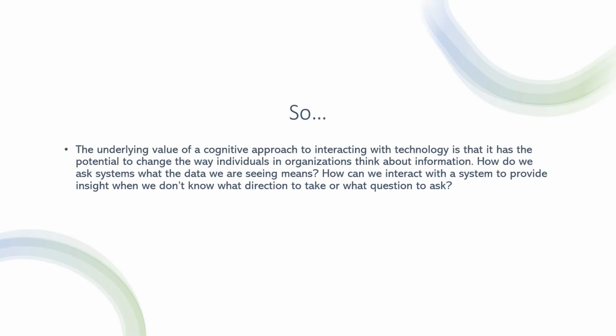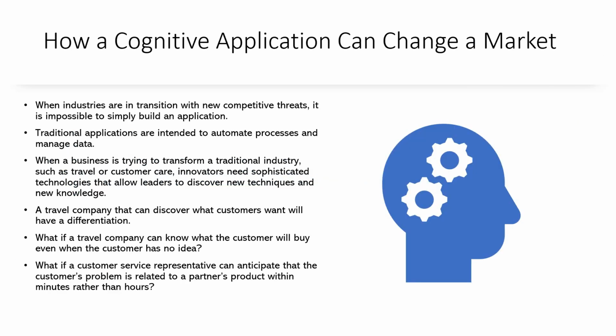The underlying value of the cognitive approach to interacting with technology is that it has the potential to change the way the individuals in the organization think about information. How do we ask systems what the data we are seeing means? How can we interact with the system to provide insight when we don't even know what direction to take or what question is to be asked next? So we will get these kinds of insights very clearly when we migrate.